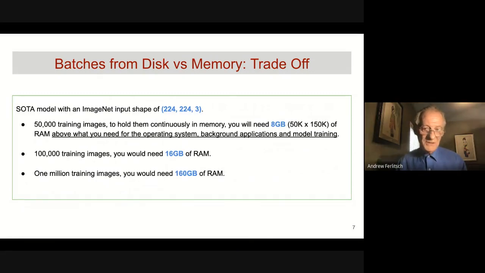to hold all those images in our memory, which of course would be much faster than drawing them from disk. But we also need 8 gigabytes of RAM above what we need for the operating system, the background applications, and the model training. Now, let's just say we had 100,000 images. Well, we need 16 gigabytes of RAM. Now, let's say we have 1 million training images. You would need 160 gigabytes of RAM to hold all those images in memory for this input shape.